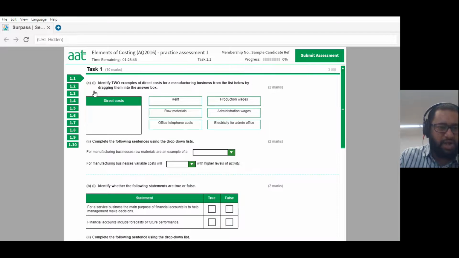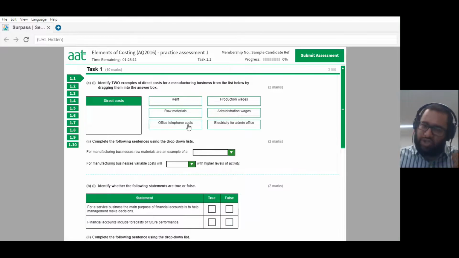Let's start with the first question. It's asking you to identify 2 examples of direct cost of a manufacturing business from the list below by dragging them into the answer box. So here, direct cost. What is the direct cost for you? Direct costs are something you can attribute directly to the item or the product they're manufacturing in the business. So rent, on the one hand, is going to be an indirect cost, as you still have to pay the rent regardless of whether you manufacture goods there or not. So the rent is going to be an indirect cost.